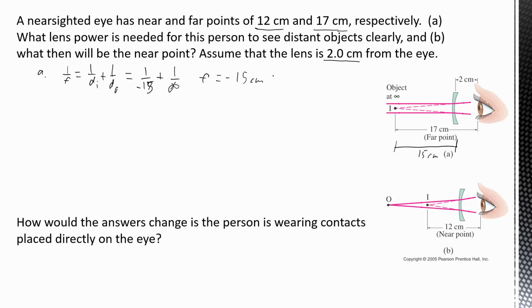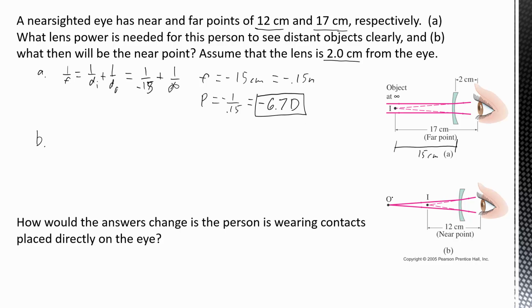So if we want to get this to diopters, negative 0.15 meters, power is going to be 1 over 0.15, which gives us negative 6.7 diopters for the power of that lens. Now, what is that going to do? This is going to help us see faraway objects. What's that going to do with our vision of nearby objects?